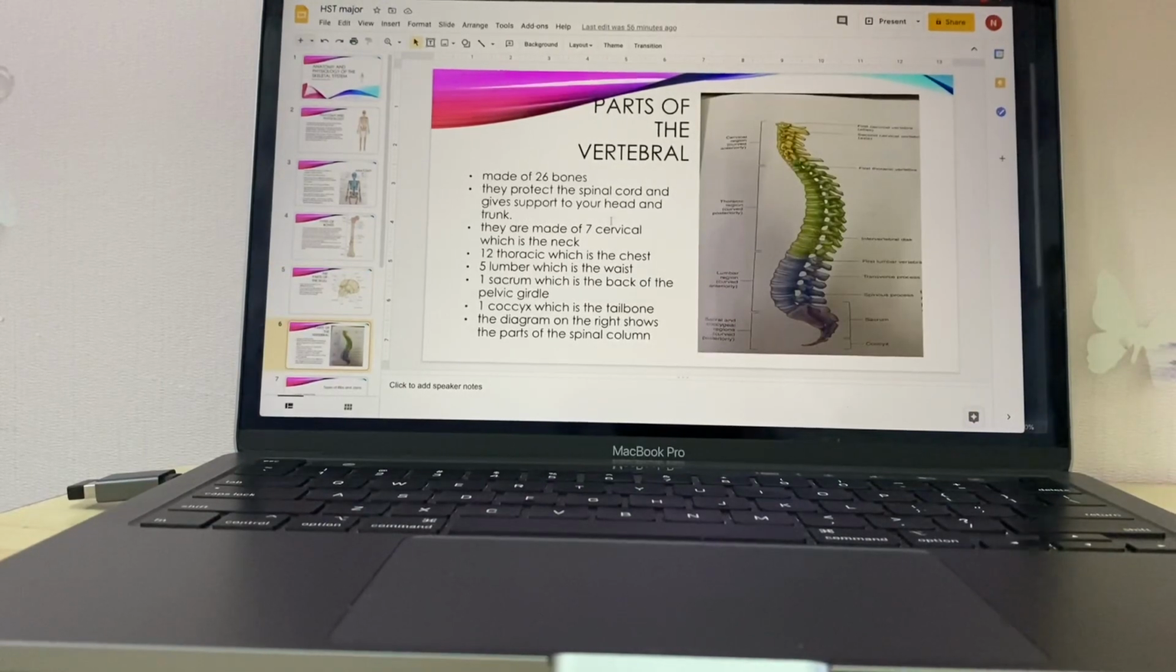Next, we have the parts of the vertebrae. As you can see in the picture on the right, the vertebrae has many parts also. It is made of 26 bones. The vertebrae is what gives you the straight structure you have, and it supports your neck. Without the vertebrae, you can't walk, or you can't move, or you can't stand up straight, depending on the disease you have.